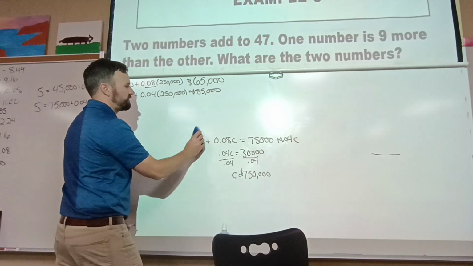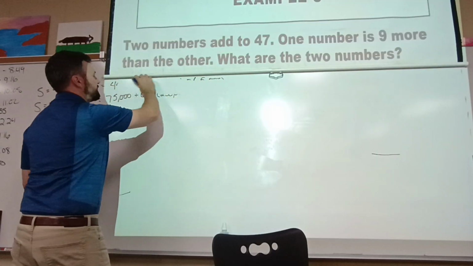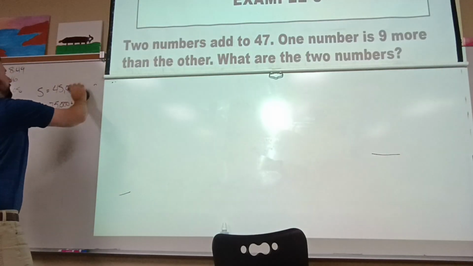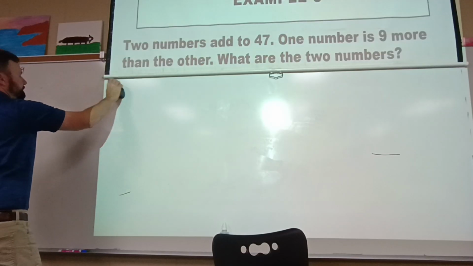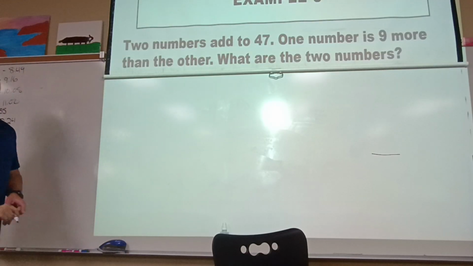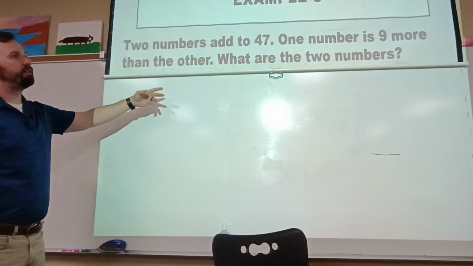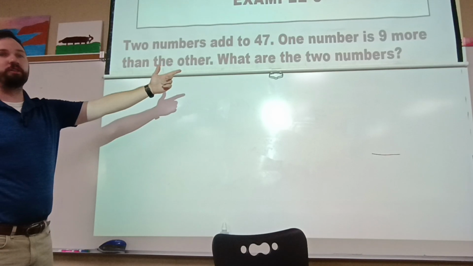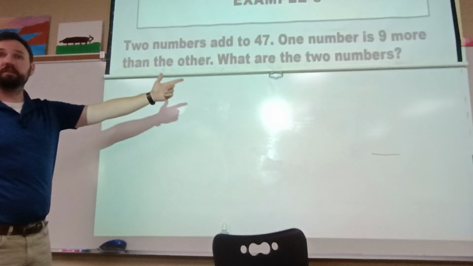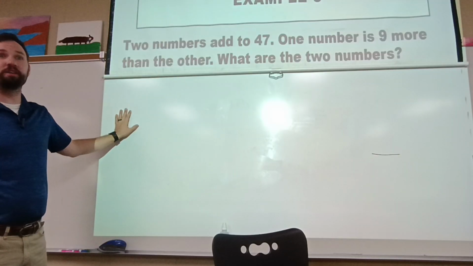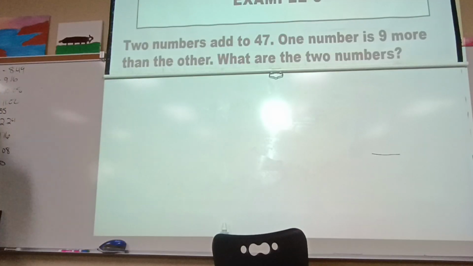This is a really common type of question they like to do on standardized testing. These ones always throw people for a loop. Could you guess and check on these? Is that a legit strategy? 100%, right? Because you could start with two numbers that add to 47. You could be like, I don't know, 23 and 24. Oh, but one's not 9 more, then I could go like 20 and 27. You know what I mean? Oh, then 19 and 28. So you could guess and check. 100%, that's not a terrible strategy for the two numbers.